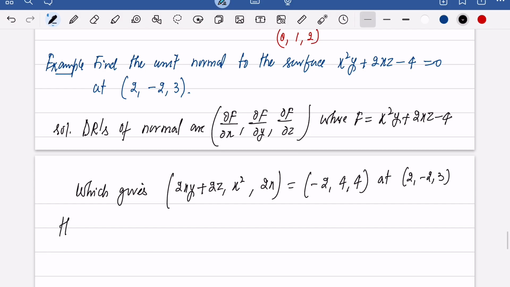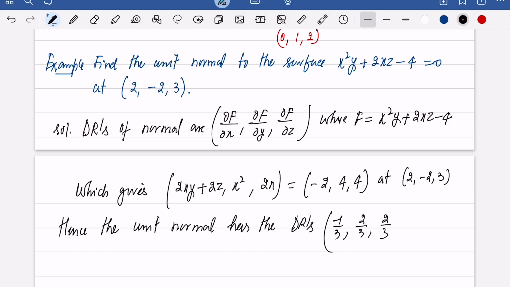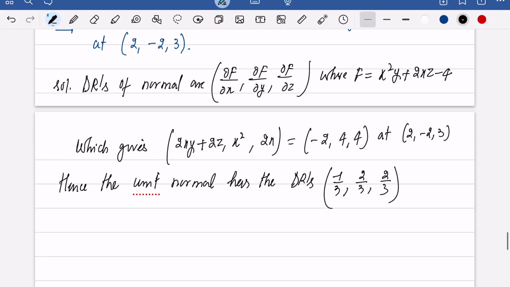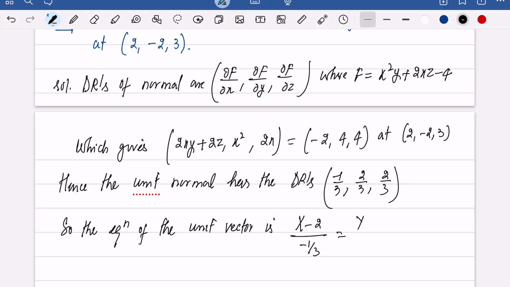Now as we are asked to find the unit normal, hence the unit normal has the direction ratios which are -1 by 3, 2 by 3, 2 by 3, which we can easily compute by taking the vector and dividing it by its length. So the equation of the normal line is x minus 2 divided by -1 by 3 is equal to y plus 2 divided by 2 by 3 is equal to z minus 3 divided by 2 by 3.